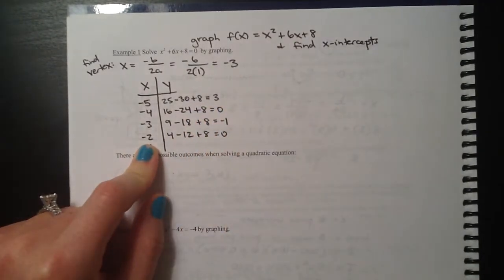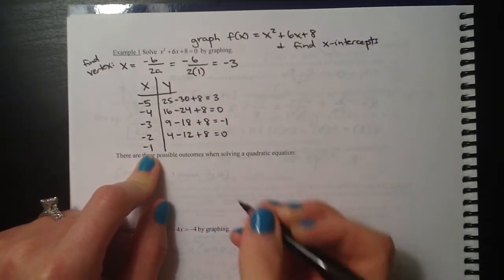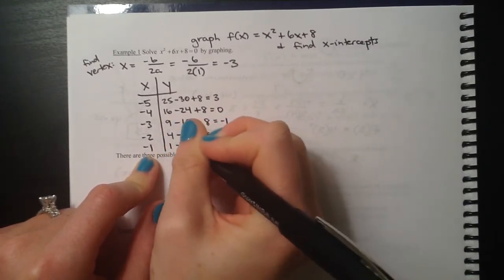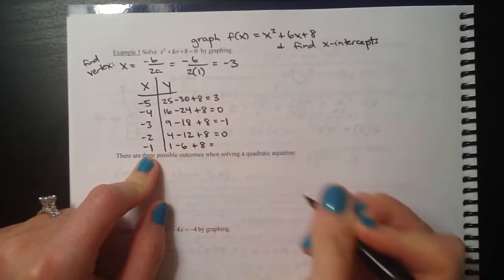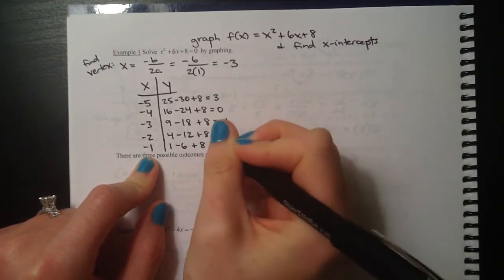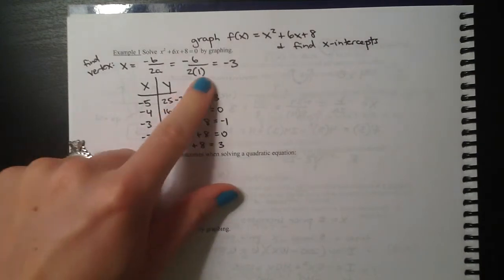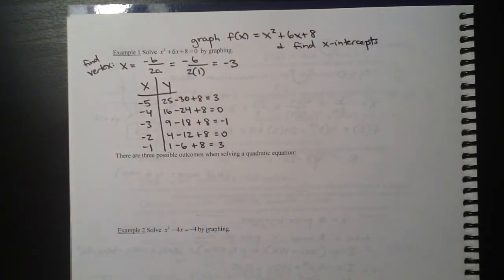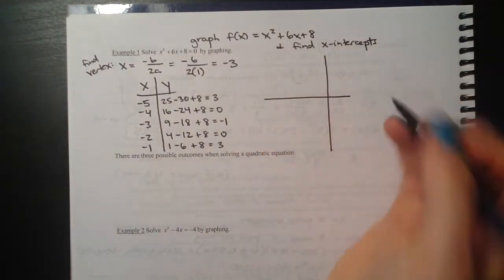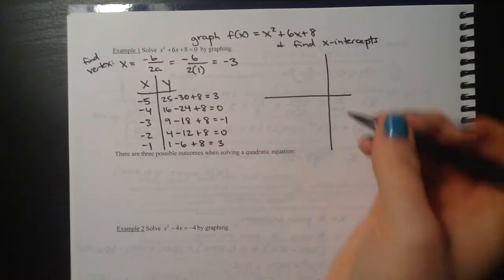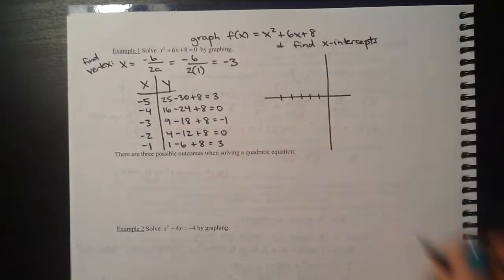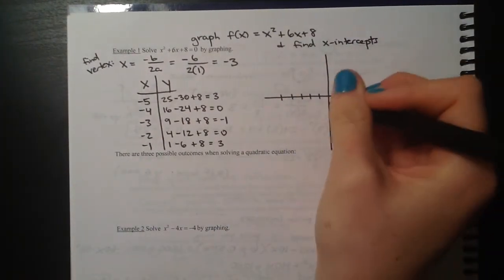That's also 0. And then plug in -1. -1 squared is 1, 6 times -1 plus 8. Okay, so this is going to give us 3. You can see we've got this symmetry going with our y values. So we're going to plot these points. We're kind of skewed over on the left-hand side here with these values. Okay, so negative 5.